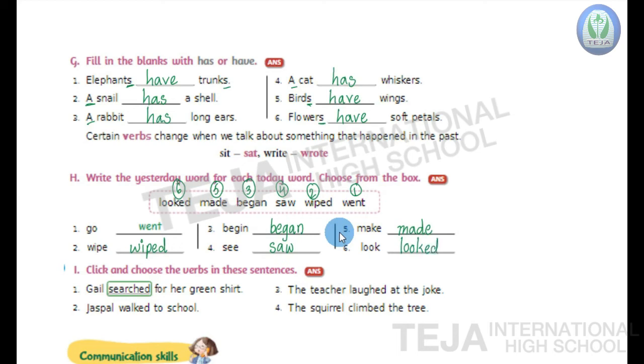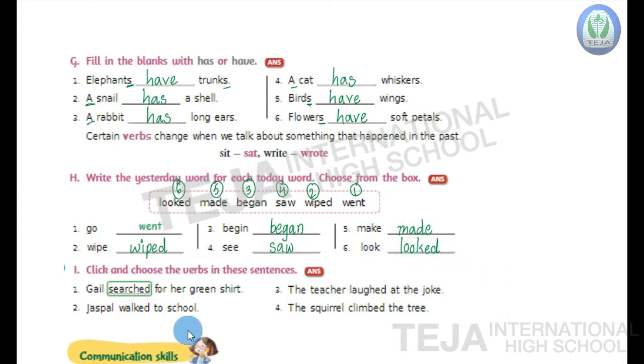Now once we'll read all the present tenses and past tenses at the same time. Okay, all of you read along with me. First one, go, went. Second one, wipe, wiped. Third one, begin, began. Fourth one, see, saw. Fifth one, make, made. And the last sixth one, look, looked.